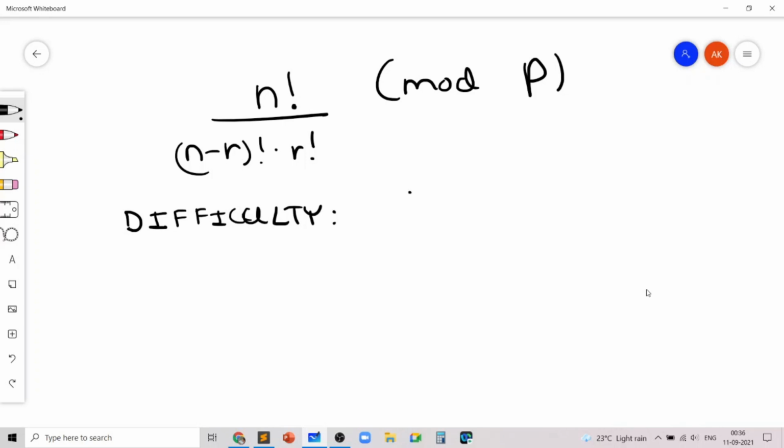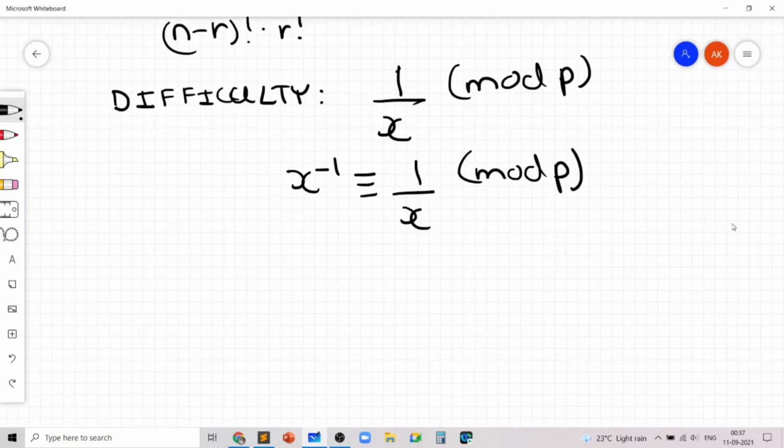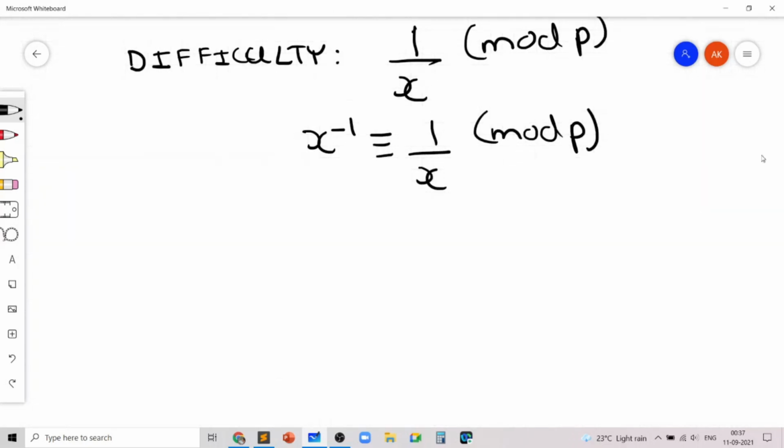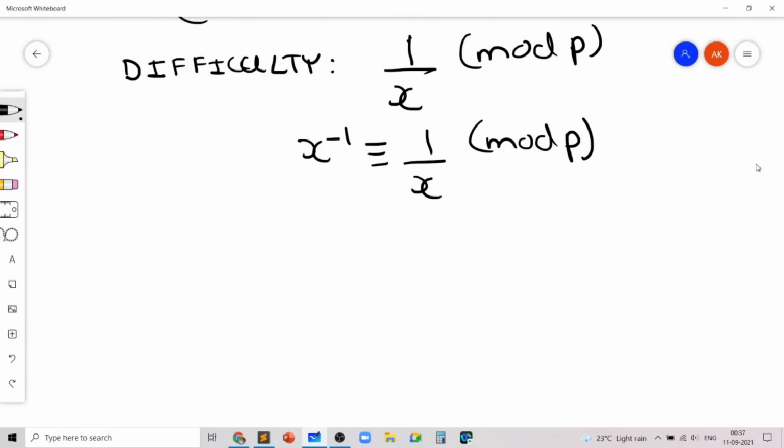So let's say I want to compute the value of 1 by x mod a prime number. Let's say I denote x inverse by 1 by x. So x inverse is 1 by x mod some prime number, and I want to compute this value. To compute this value, which is basically 1 by x, I'll use a theorem called Fermat's little theorem.